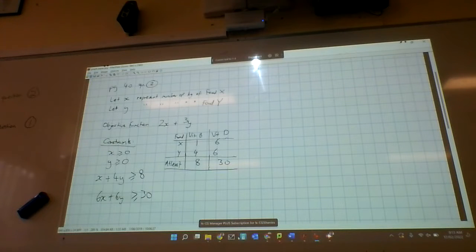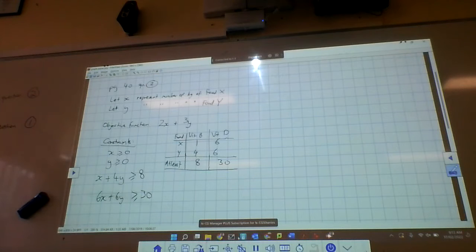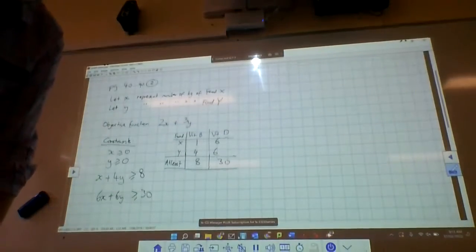What's our next step? We need to graph it. Okay, so we need to graph it. How do we graph these types of equations? We've got to find the x and y intercepts.